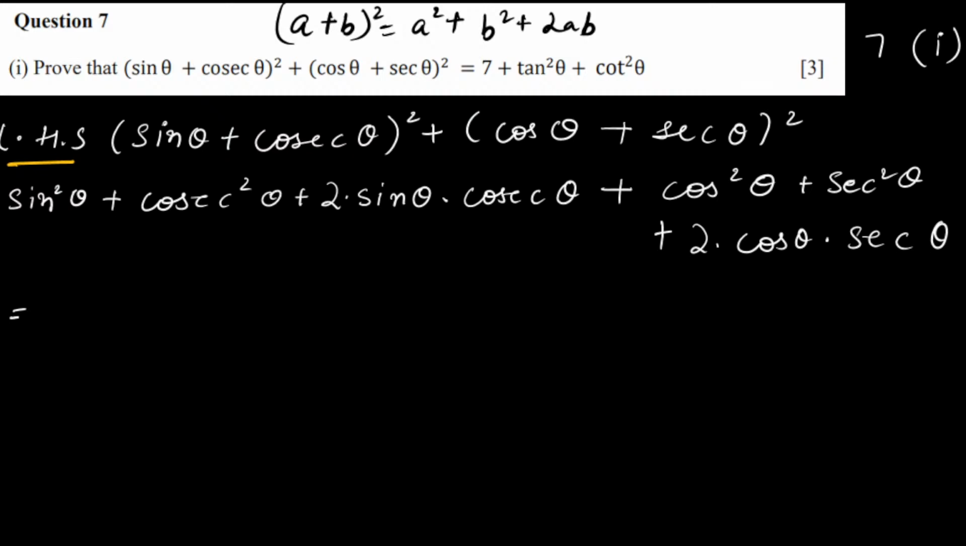Okay, so next what can be done? Now we can see a square is there, so two relations we can use here. First one is the square relation. The square relation is there with sine and cos, so I can write sine square and cos square together. I can just pair them up: sine square theta plus cos square theta.